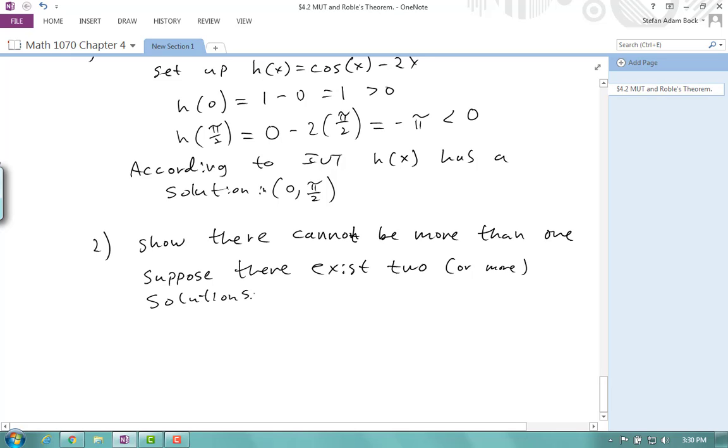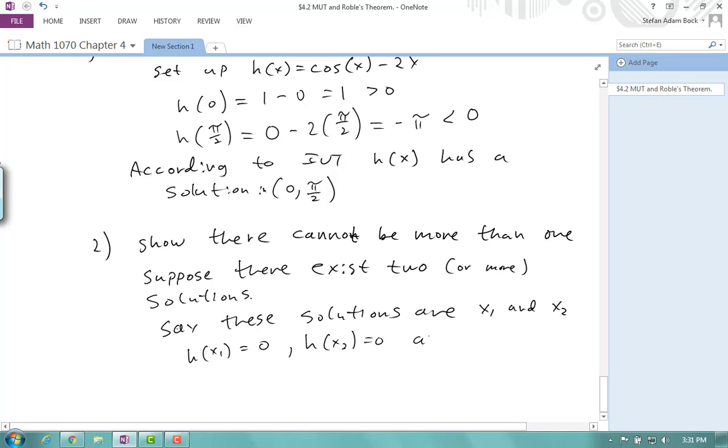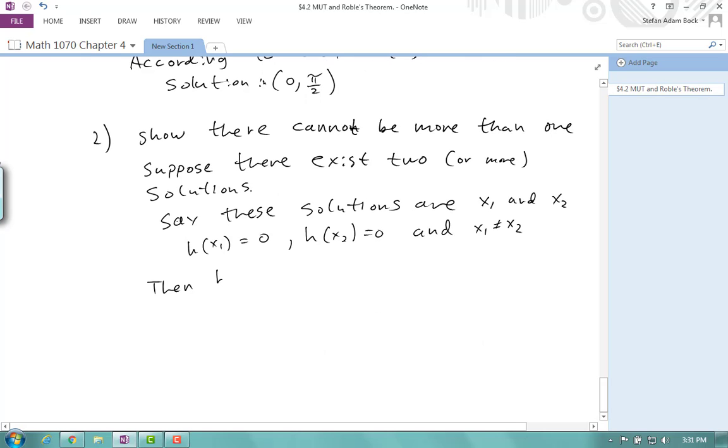Well, since there exist two solutions for this function, and this function is differentiable, I should be able to use Rolle's theorem to try to find a spot where the derivative is equal to 0. So we'll say these solutions are x1 and x2. Those are my solutions. And we'll just go one further and say x1 is not the same as x2. Then by Rolle's theorem, there exists an x value c in between x1 and x2.